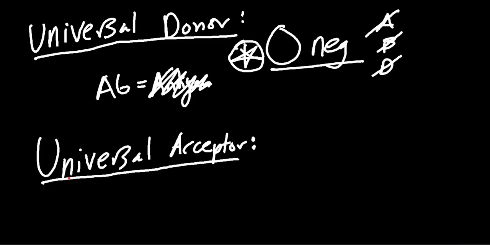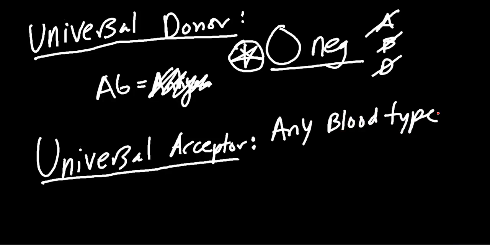Now, on the other hand, the universal acceptor. The universal acceptor is going to be the patient that can take any blood type. So what patient can take any blood type? If you want to think of a guess right now, I'm just going to say it, because then we can talk about it. So it's going to be an AB, positive or negative? Okay, good. You were thinking positive. It's going to be an AB positive patient.